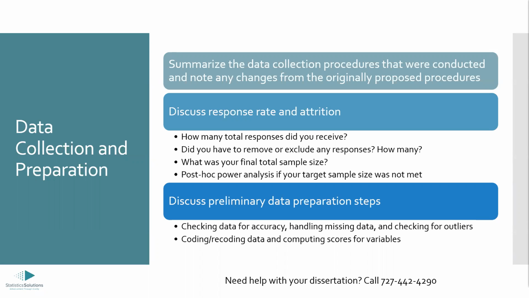So for instance, if you're using a survey instrument, like maybe a 10-item instrument that measures self-efficacy, do those responses need any special coding? For instance, do they need any reverse coding for negatively worded items? Is there any special process that you have to follow to compute scores for those variables? You'll want to describe all of those steps in this section.